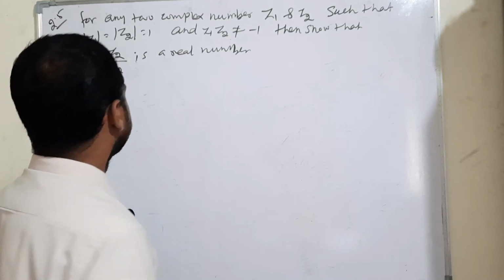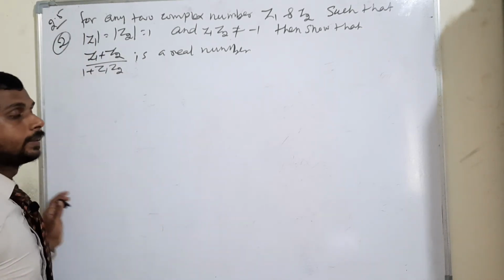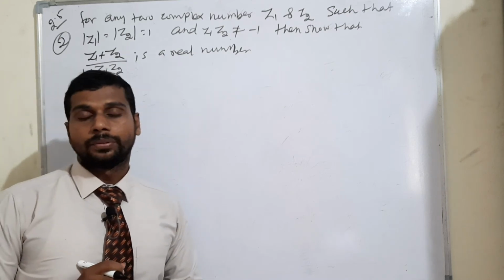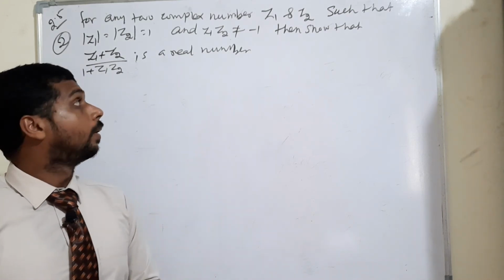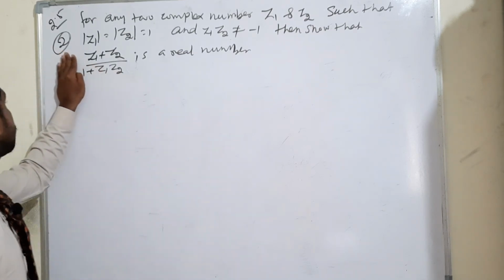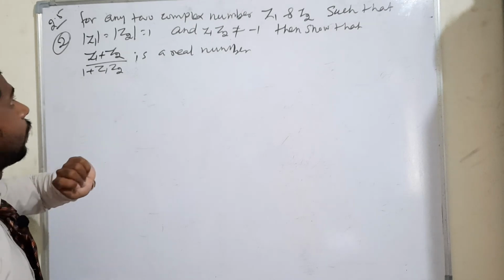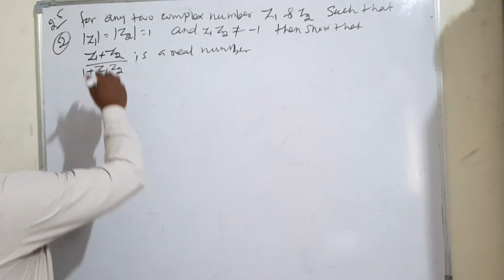I am moving to exercise 2.5, question number 2. In the last class I gave exercise 2.5, and I have done only one subdivision; the remaining you do as homework. I am going to continue exercise 2.5, question number 2. What is the question? For any two complex numbers z1 and z2 such that one condition is there.